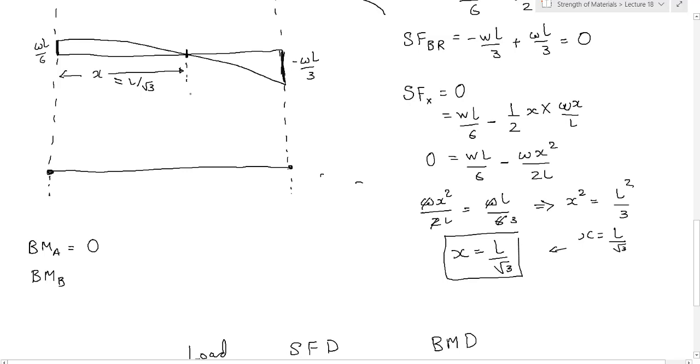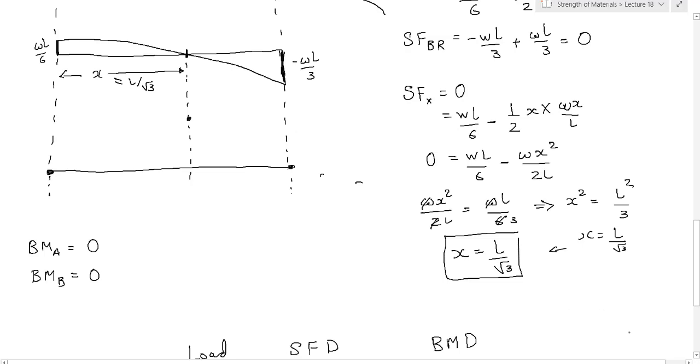Where will the maximum value be? Always remember, maximum value of bending moment is at the point where shear force is equal to 0, right? Which means at this point. So how can we find out the maximum value of bending moment? Here B also is 0. How can we find out the maximum bending moment over here?